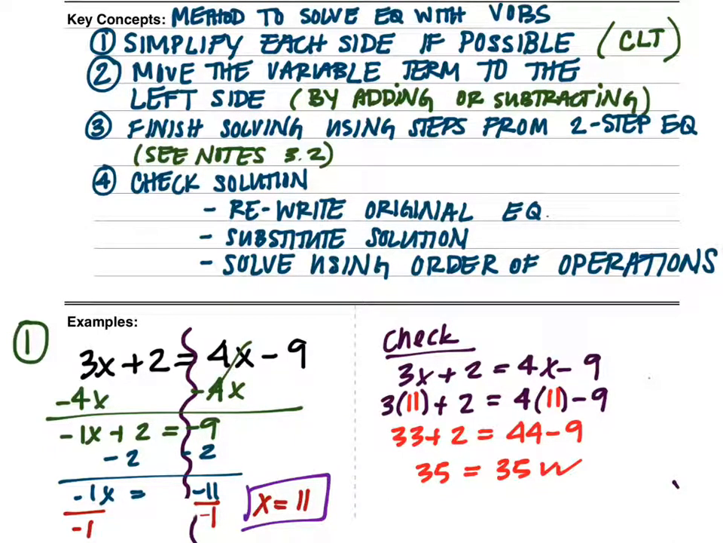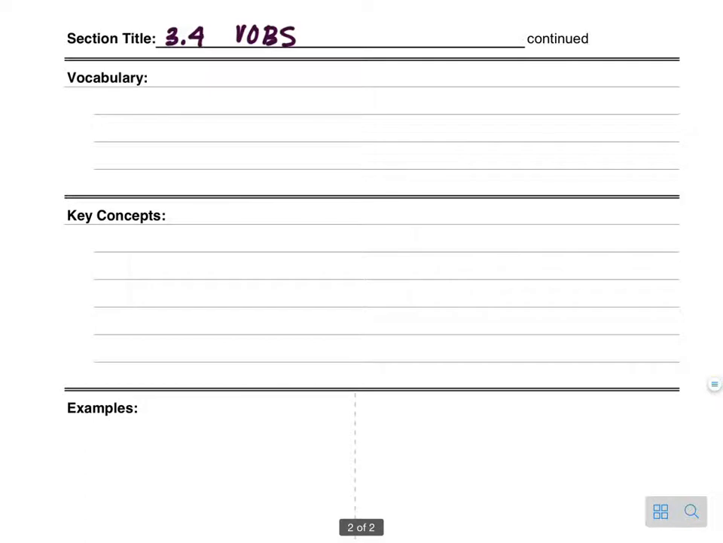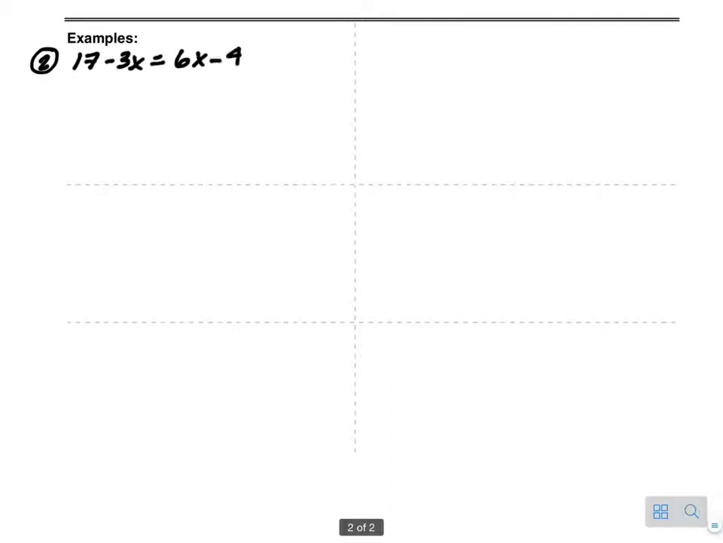We're going to do another example, so please flip over your page and we're going to add in the section title. Again, we are working on 3.4. So please add in the section title of 3.4 variables on both sides. You can shorthand that if you'd like to write VOBS. It's a nice acronym. And we're going to do example number 2. The second example is 17 minus 3x is equal to 6x minus 4 minus 2x.